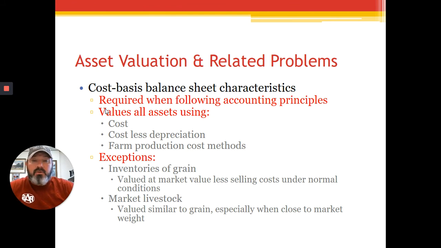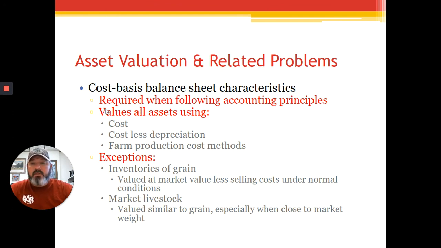When we value your assets, there are a number of different ways to put a value on an asset that you have. First thing you could do is a cost basis balance sheet. When we follow accounting principles, you should value your assets using their cost, or cost less depreciation, or your farm production cost methods. So what does it cost you? That combine that you bought that's now an asset on your farm, what did it cost you? Not necessarily what its market value is, because those can be two different numbers.